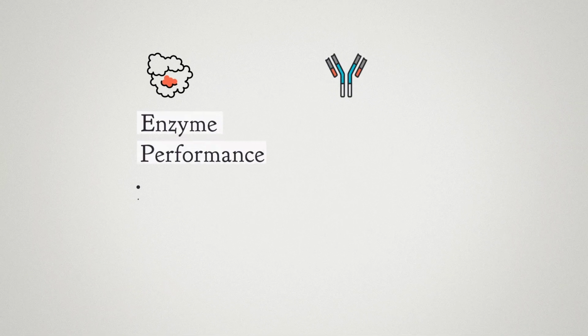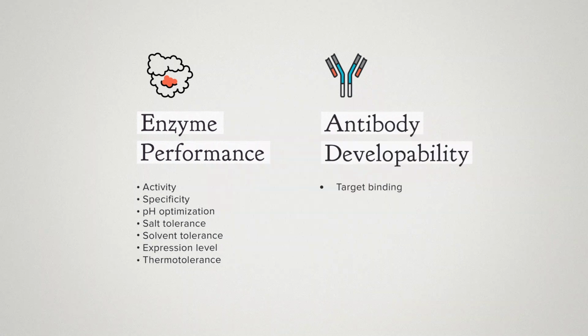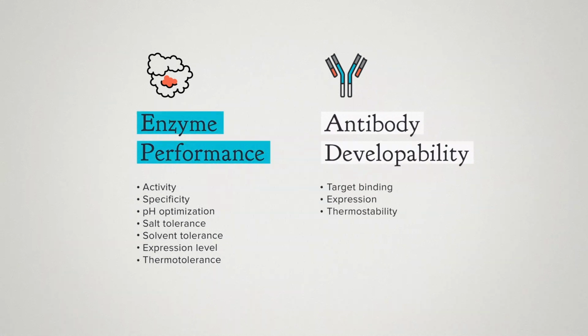For some operations, it's super easy to plug in one service module. Our first two offerings are enzyme performance and antibody developability. On the enzyme side, you can give us a set of enzyme sequences, 100, 1,000, or more. We'll synthesize the DNA, produce the enzymes, and assay them for things you probably care about: activity, specificity, optimal pH, salt tolerance, stuff like that.